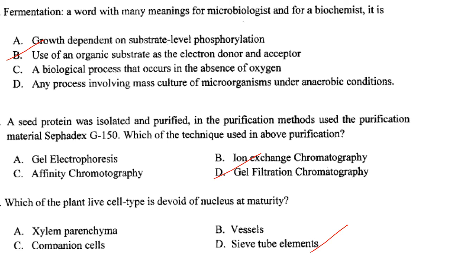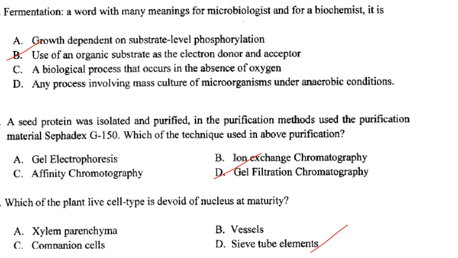Then a seed protein was isolated and purified. In the purification method, the material used for purification was Sephadex G150. Which of the techniques is used in the above purification? So it is gel filtration chromatography. In that you will use Sephadex G50.